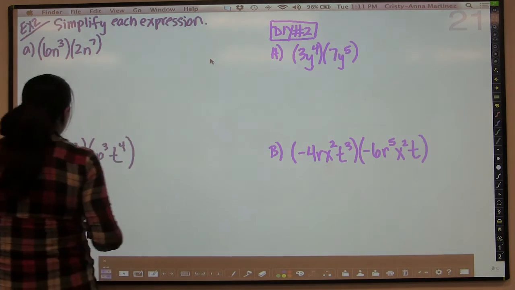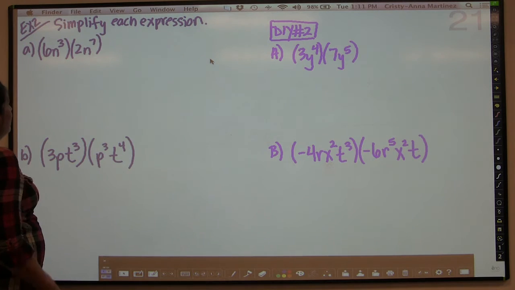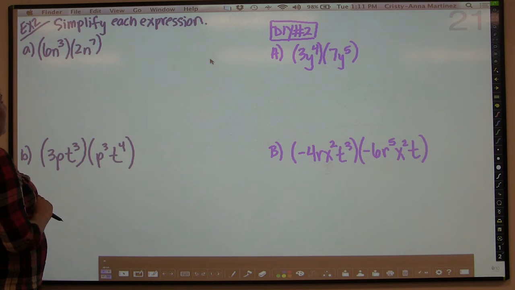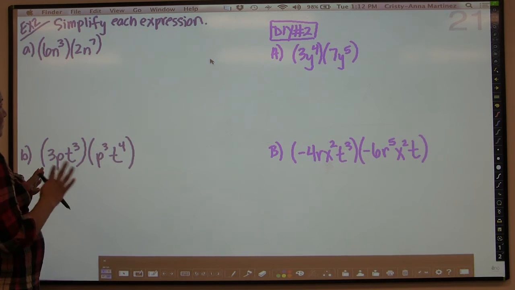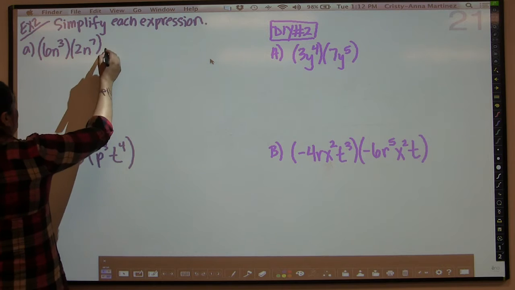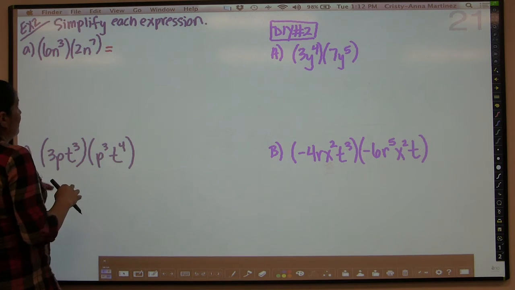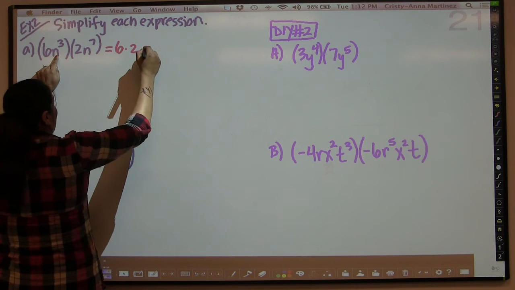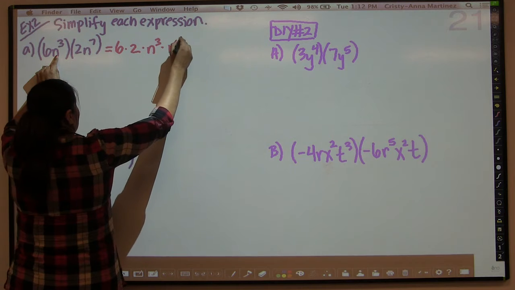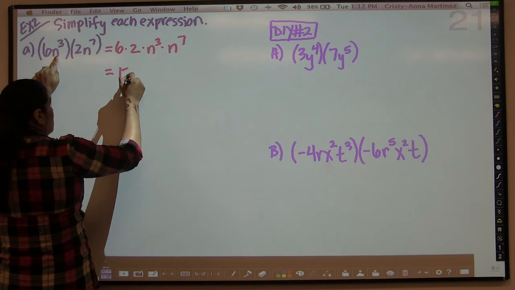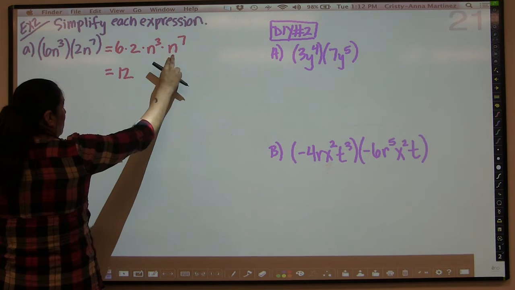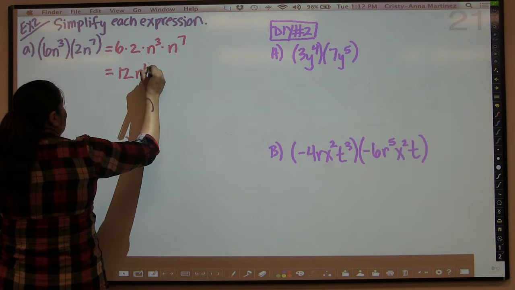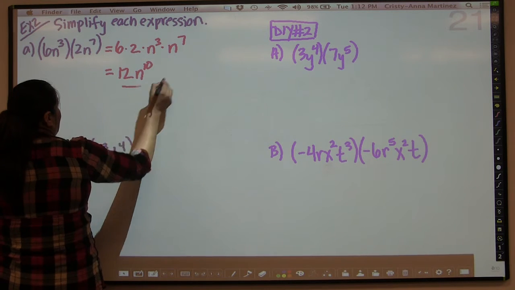And here we go. So first thing I want to do is, we know that when we multiply, we can put the numbers in a different order. So what I want to do is put all of my coefficients together, like the 6 and the 2. So we're going to go 6 times 2, and then we have the times n cubed times n to the 7th. So that basically means that 6 times 2 is just 12. And here with the same base, they both have a base of n, our rule says to add the exponents, so 3 plus 7, which is 10. So my answer would be 12n to the 10th.